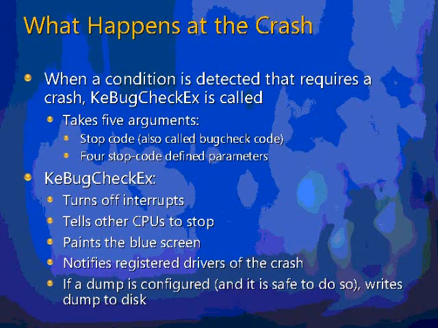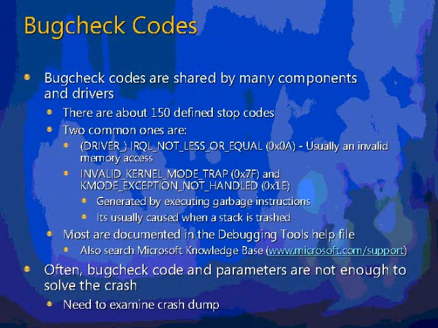Now the stop codes are also called bug check codes, and there are about 150 defined stop codes. But throughout your usage of Windows, you're only likely to ever see the same handful. The two by far most common stop codes, or really three, are IRQL not less or equal, which is usually caused by an access of an invalid memory location, or paged memory that's been paged out when the IRQL is too high. And the other two kind of go hand in hand. Invalid kernel mode trap and KMODE exception not handled are usually generated by executing garbage instructions, or when the stack of the thread executing in kernel mode becomes corrupted and it tries to return off into la la land. Most of these stop codes are actually documented in the debugging tools help file, and you can also search the Microsoft Knowledge Base for information about them.